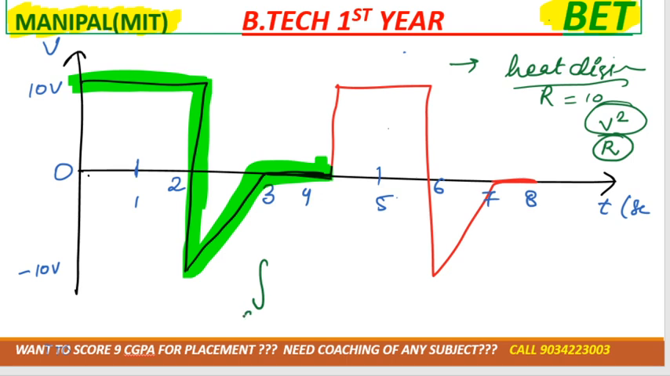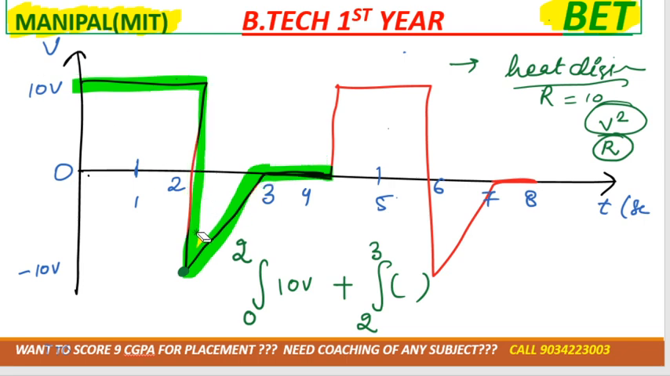Now as you can see, it is divided into three categories. One category varies from 0 to 2. Here the output is 10 volt, right? Here the output is 10 volt. Another varies, suppose I say, from 2 to 3, so I'm marking 2 to 3. Here the equation is the slanting line.